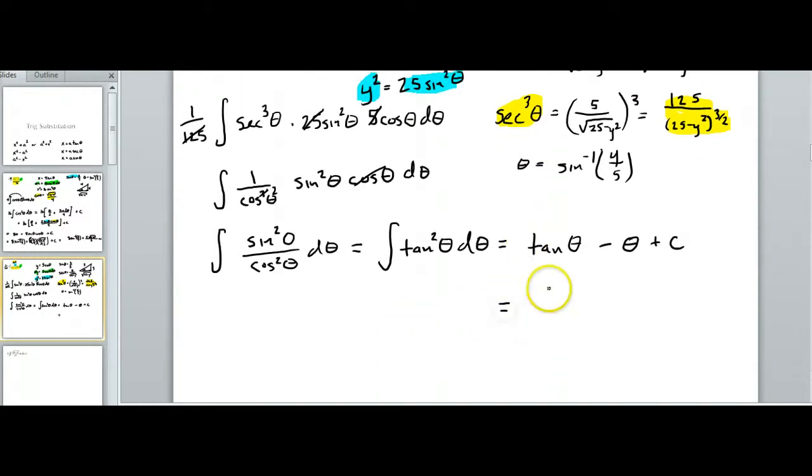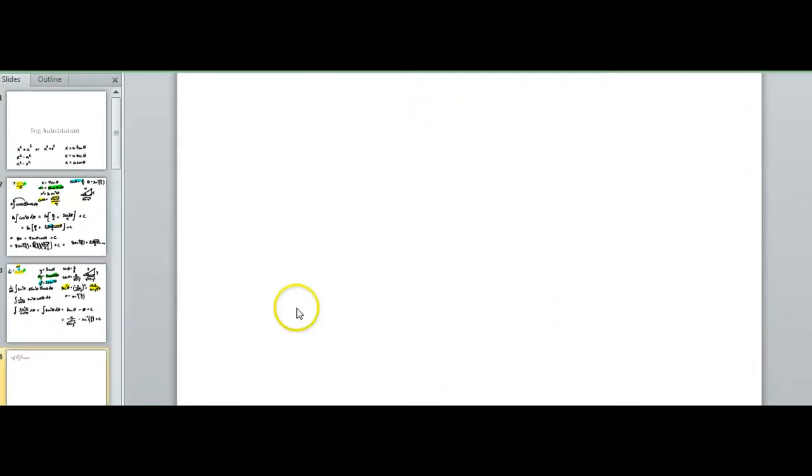So tangent theta equals y over the square root of 25 minus y squared. Theta equals the arc sine of y over 5. Alright, and then the plus c. Alright, next one. So this is going to be another sine one.